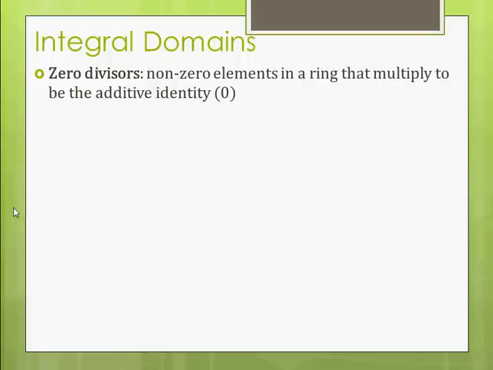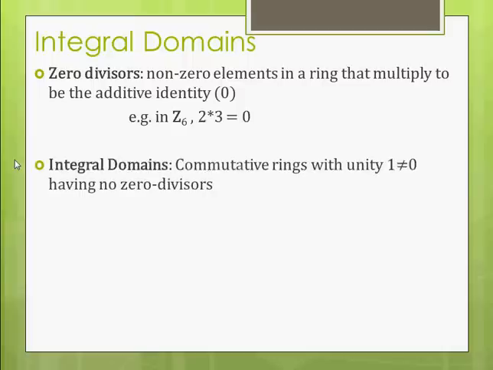Alright, so integral domains, the topic of this lecture. Zero divisors. We need to know what zero divisors are first. So a zero divisor, we have two non-zero elements, and they multiply to be 0. They multiply to be our additive identity, which we call 0. So for example, in Z6, 2 times 3 is 0, right? So those are zero divisors. Both of them are zero divisors. An integral domain is a commutative ring with unity where the multiplicative identity does not equal the additive identity. That's important. And having no zero divisors.